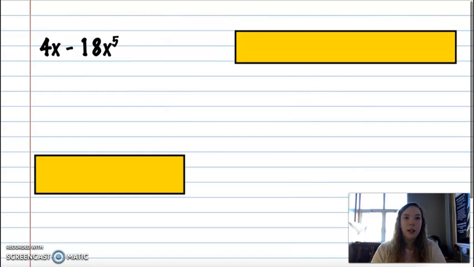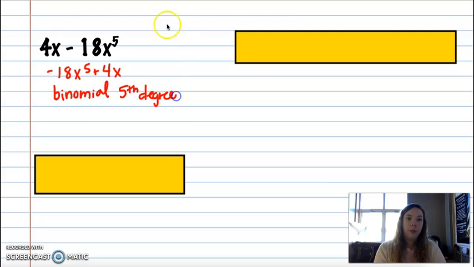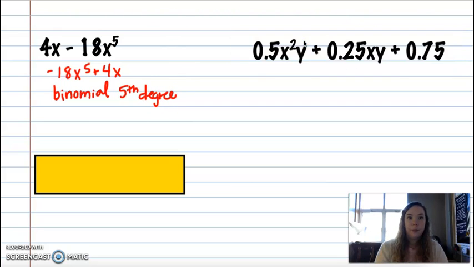Right, so here's some practice. We are going to name these by number of terms and by degree. So if I was going to rewrite this in standard form, which is always good practice, I would have negative 18x to the 5th plus 4x. So that's it in standard form. My leading coefficient would be negative 18. Now if I wanted to name this, it has 2 terms. It's separated by addition or subtraction. So 2 terms, that makes it a binomial. And then its highest degree is 5, so we would say 5th degree. All right.